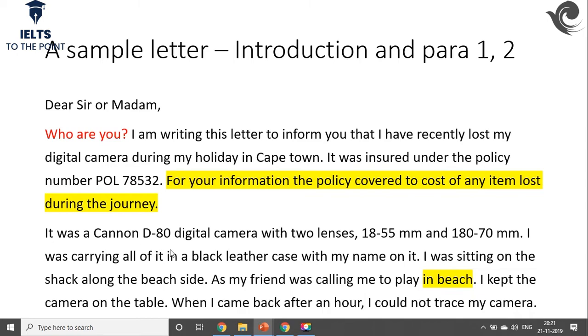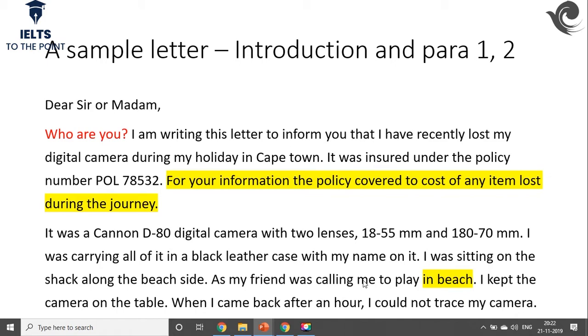It was a Canon T80 digital camera with 2 lenses, 18-55mm and 180/70mm. I was carrying all of it in a black leather case with my name on it. I was sitting on the shack along the beach side as my friend was calling me to play in beach. It's never "in beach", it should be "on beach". Full stop. Now, this is also an issue because I just explained to you how the sentence with "since" should be, as "as" is also used for the same purpose as reason and result.